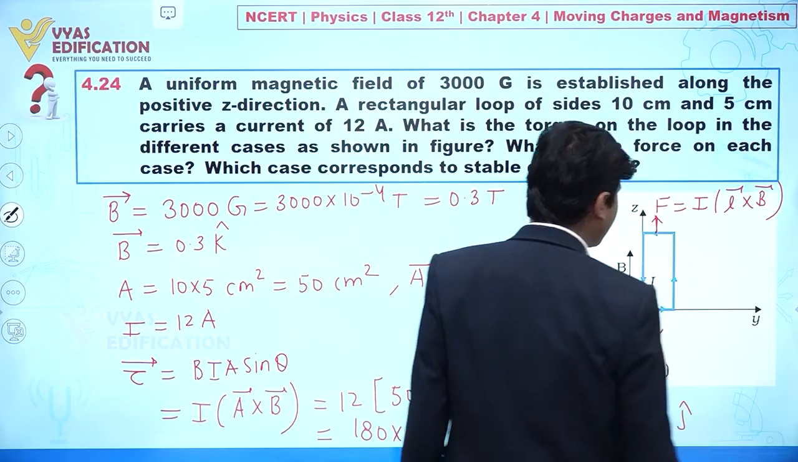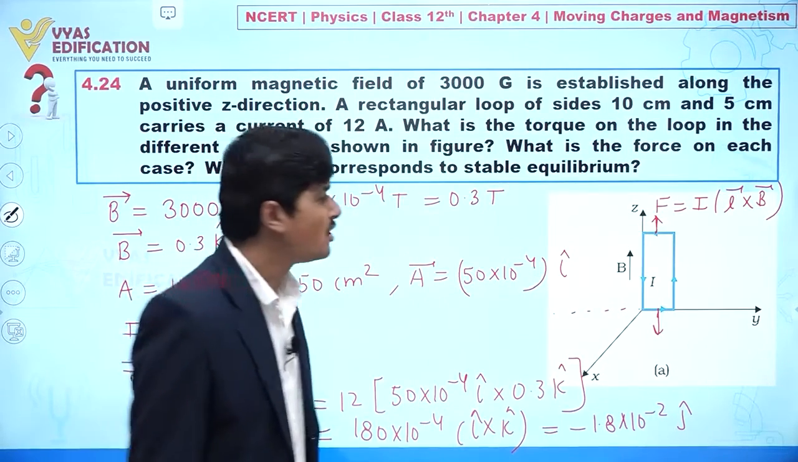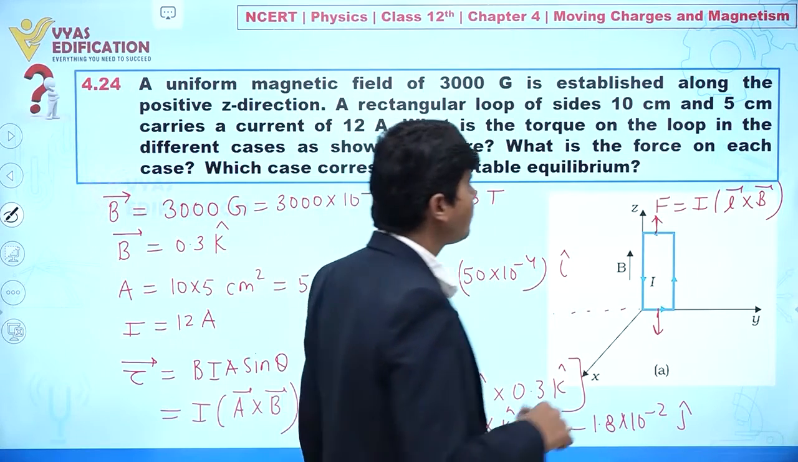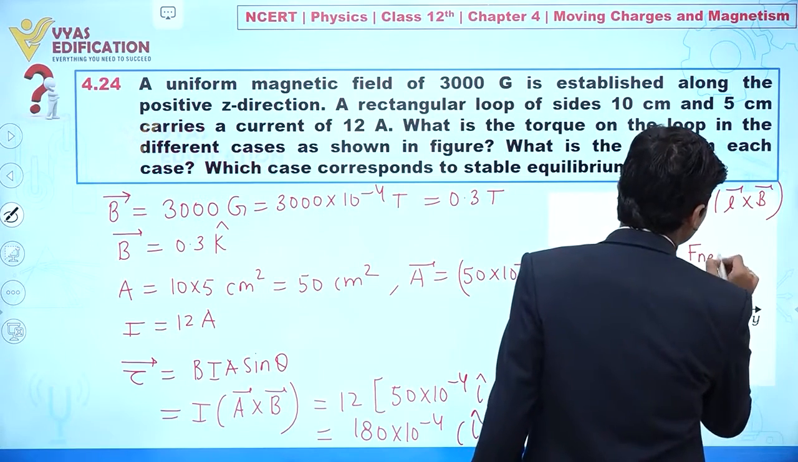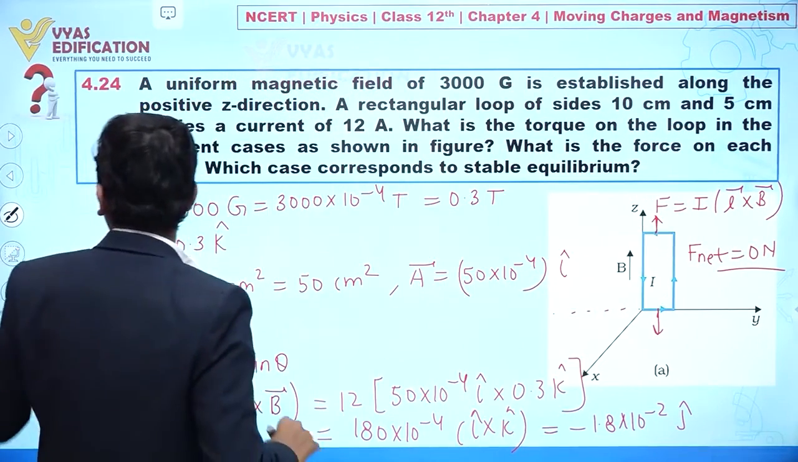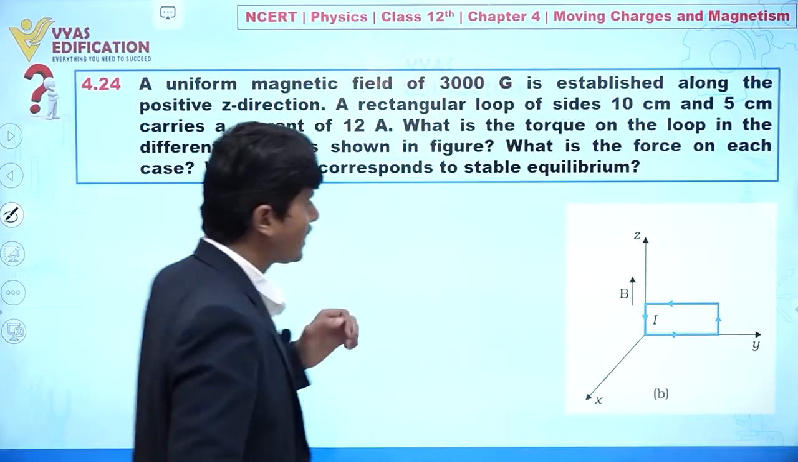On this wire this force will act in downward direction. So definitely these forces will be cancelled out. So finally the net force that we are getting here for this loop is equal to 0 Newton. Clear to everyone? Now if I talk about case number B.